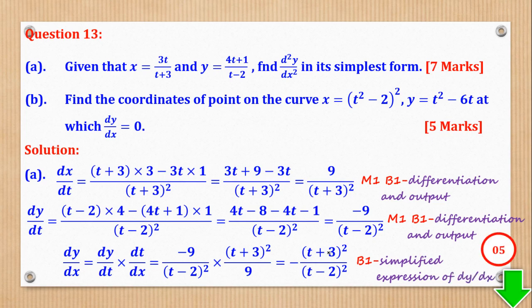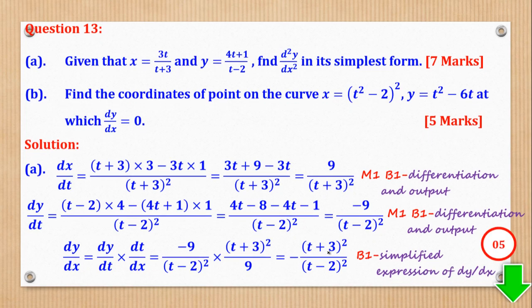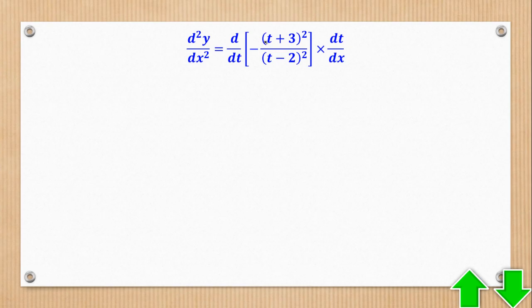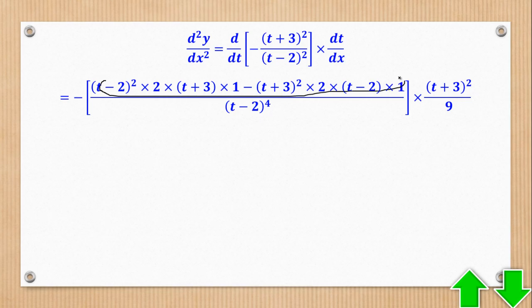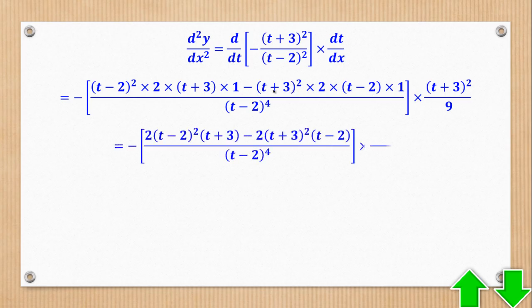So now that I've got dy/dx, I can now get the second derivative, but still using chain rule, because there is still t. So there's a quotient. Can differentiate to get that, times dt/dx. Simplify. So when I simplify, I come up with that.